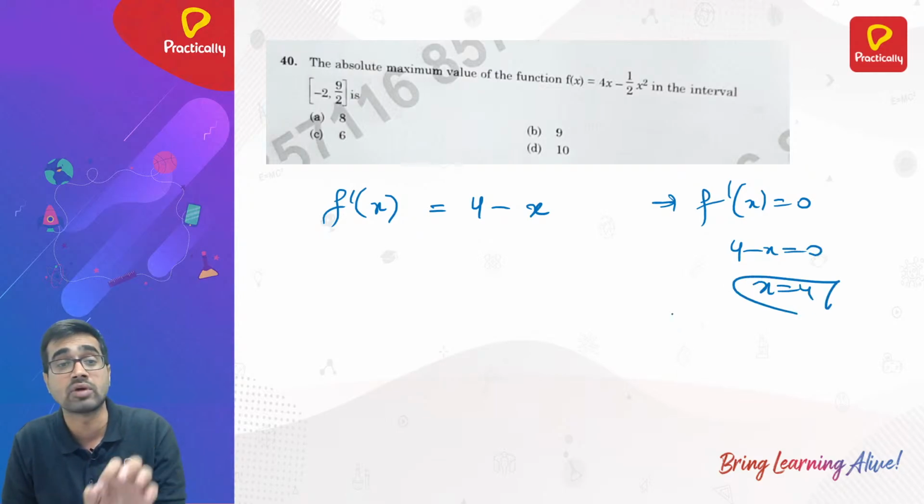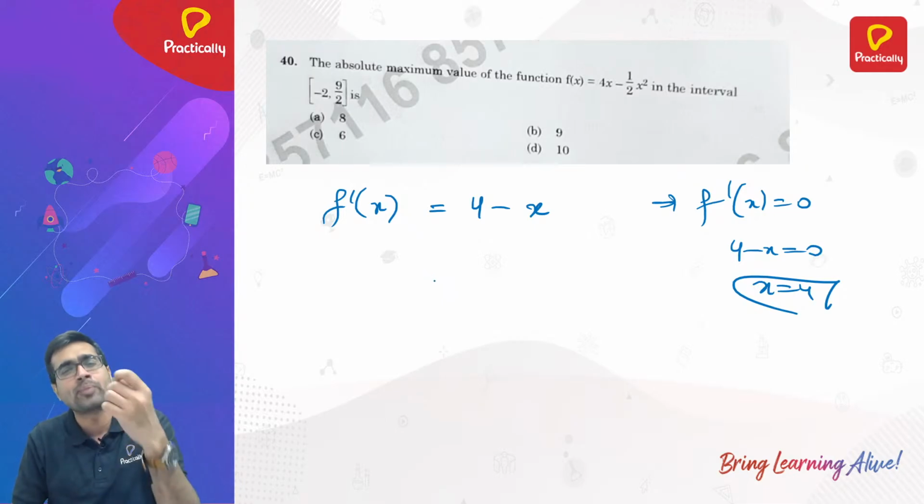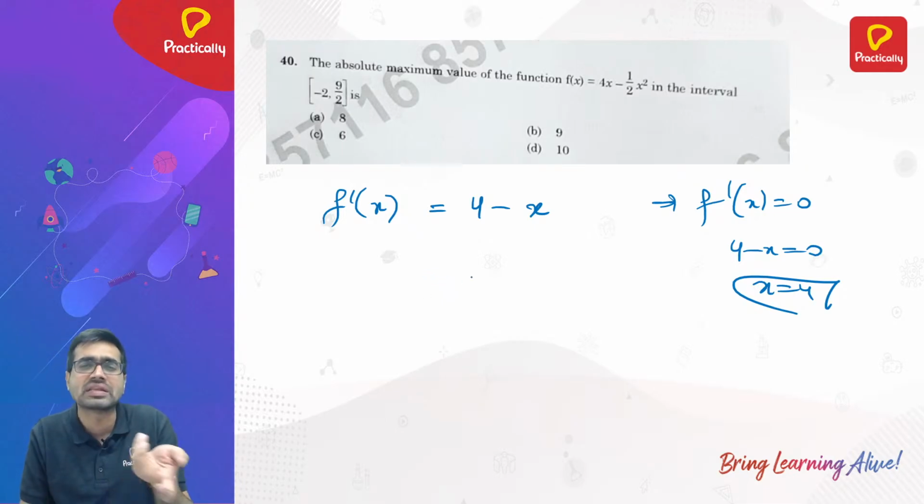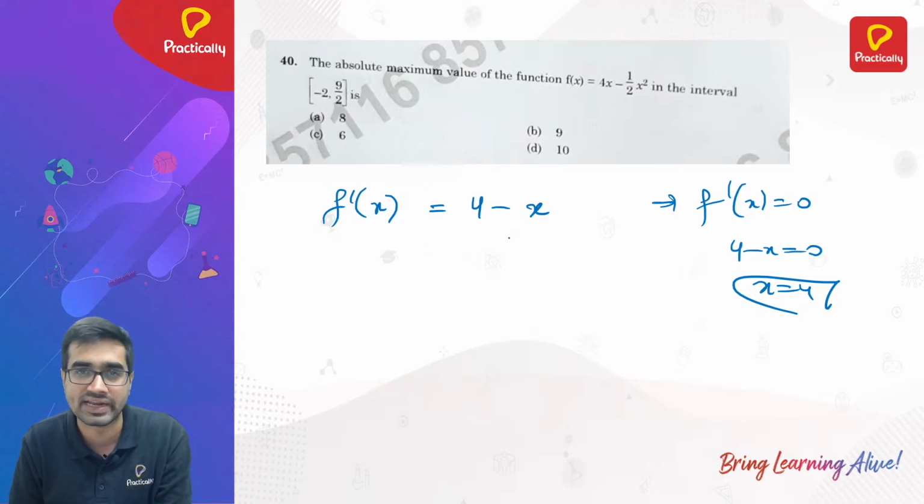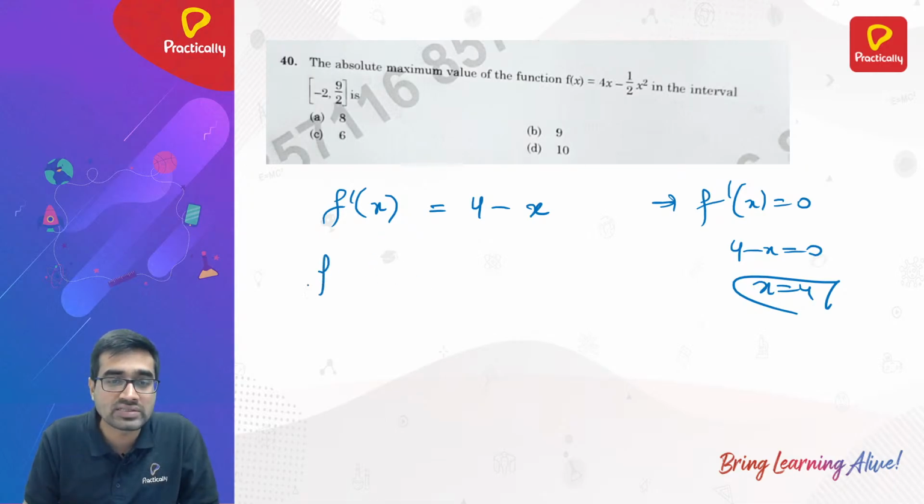If it exists, so x is equal to 4. Check whether it is a maximum or a minimum point before you go. If you want to save your time, you can put only. It doesn't matter. If it is minimum, it is minimum. Why to worry about it? Your choice. If you differentiate, you'll get a negative 1, which is negative. So it's a maxima. It's obviously a maxima point. Now just go and substitute f of x with these values minus 2, 4 and 9 by 2.